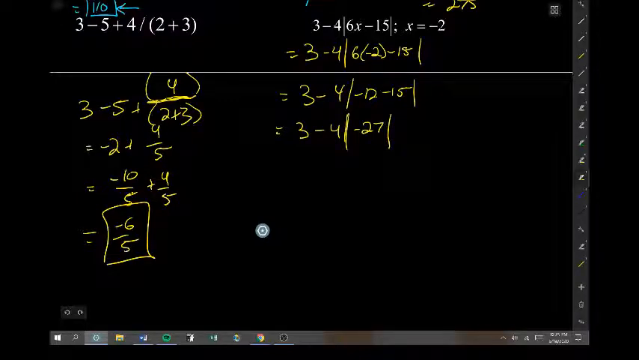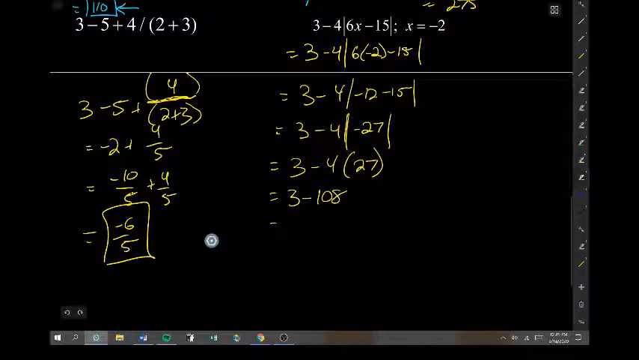Now, numbers outside the absolute value can't distribute to go inside at any time. The absolute value is like a wall. It's a big old wall that nothing goes inside or out of until you've dealt with the stuff inside. So I'm not going to do negative 4 times negative 27. I have to do the absolute value of negative 27 first, which is positive 27. Notice how the absolute value is gone, and so is the negative. It's now 3 minus 4 times 27, which is 3 minus 108, which is negative 105.